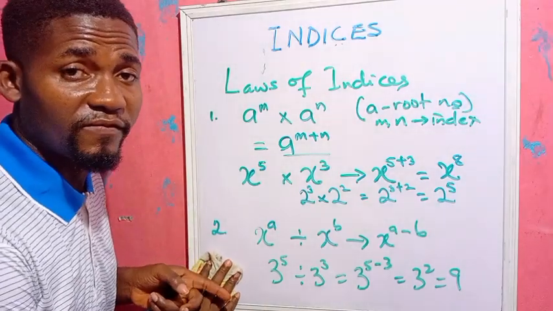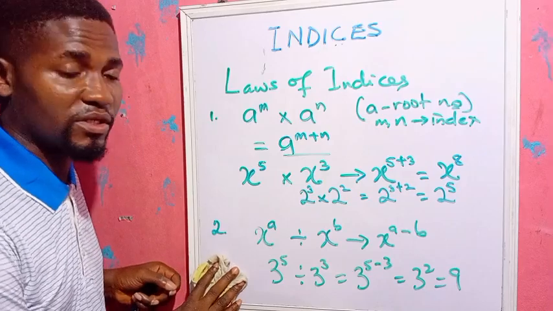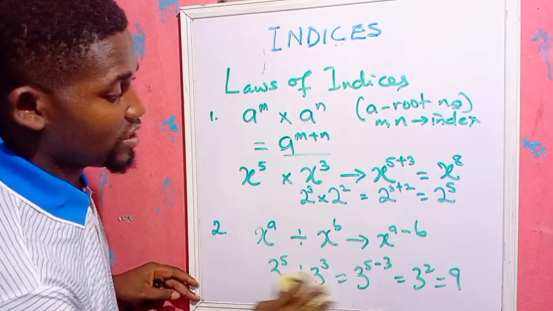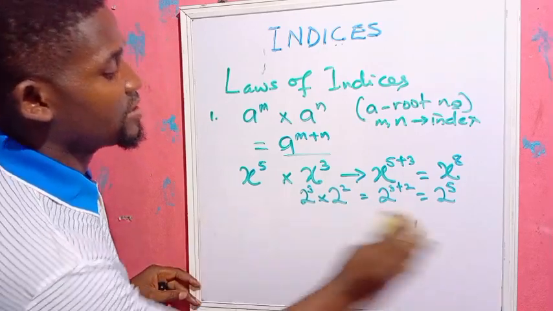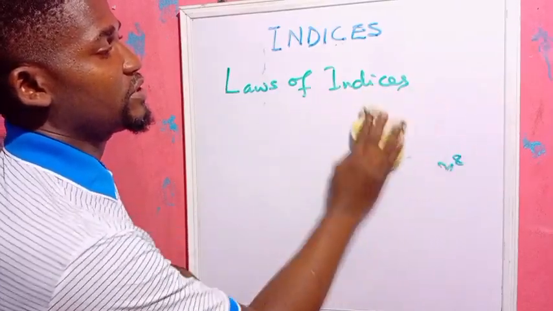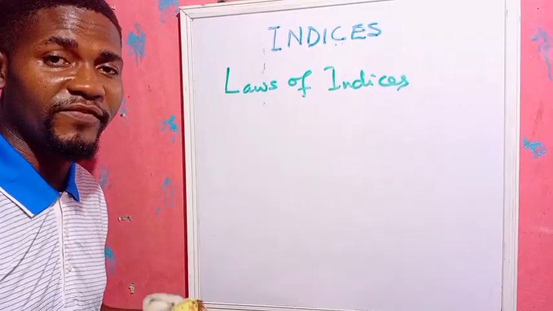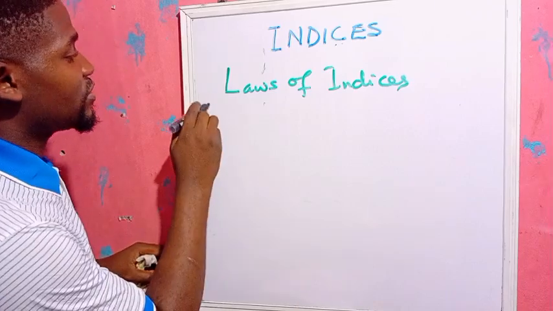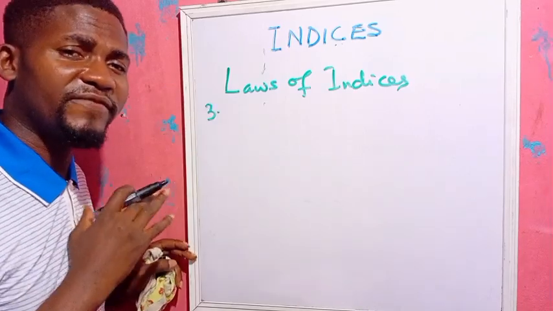I want to rub this off so that we can go to the third law. I hope you're following. I hope you're learning something. Okay, we're still on laws of indices. So we go to the third law. Third law deals with negative index.